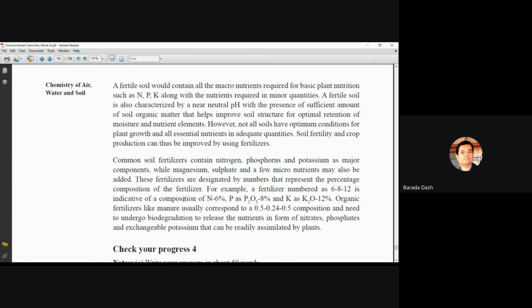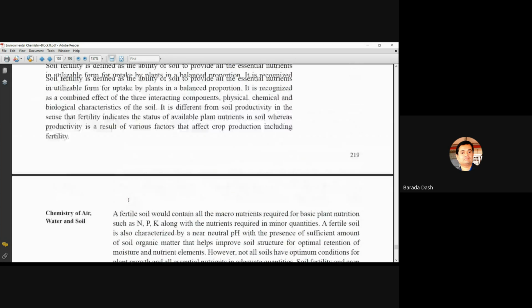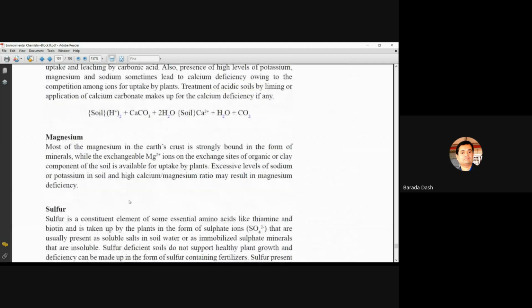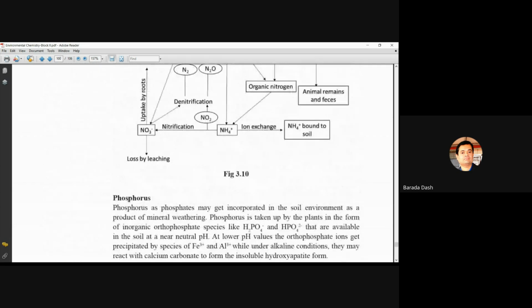Fertilizers like manure usually correspond to 0.5, 0.25, and 0.5 composition and need to undergo biodegradation to release the nutrients in the form of nitrate, phosphates, and exchangeable potassium that can be readily assimilated by the plants. So this is about soil fertility, and then soil nutrients, as I told you.